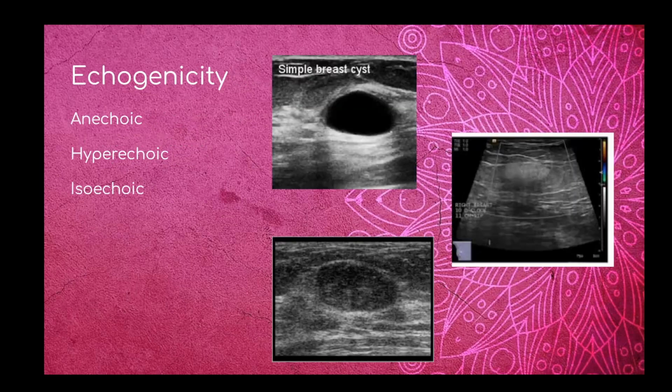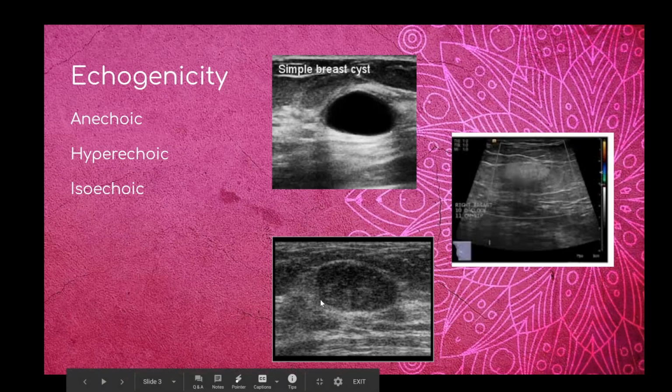So the first thing we need to assess is the echogenicity of the lesion. Is the lesion anechoic, hyperechoic, or isoechoic? If it's any of those three, it's most likely benign. In our examples here, this picture on the top is a simple breast cyst, 100% benign. This example here is most likely a fibroadenoma or a lipoma. And this one here is also most likely a fibroadenoma.